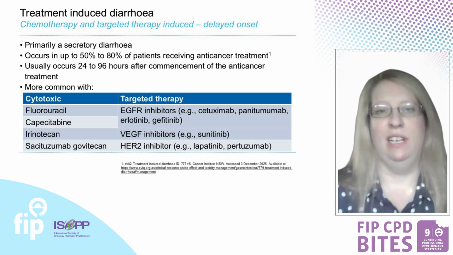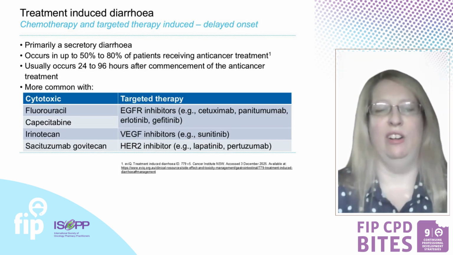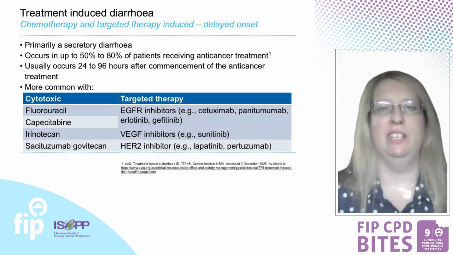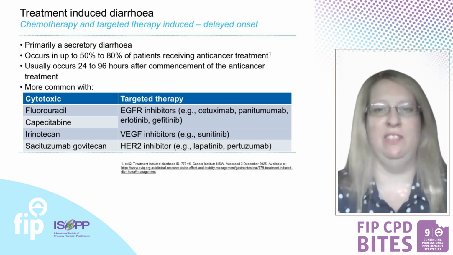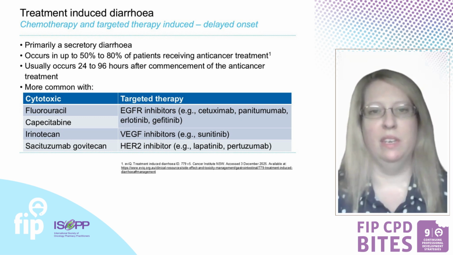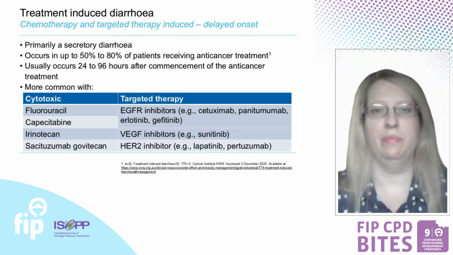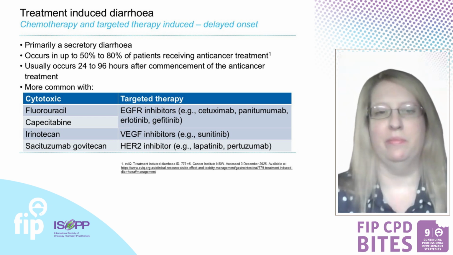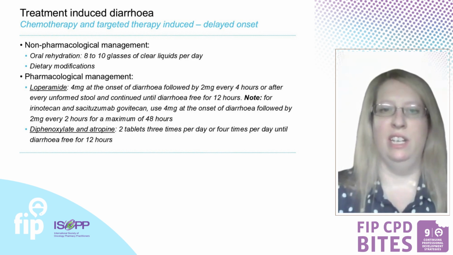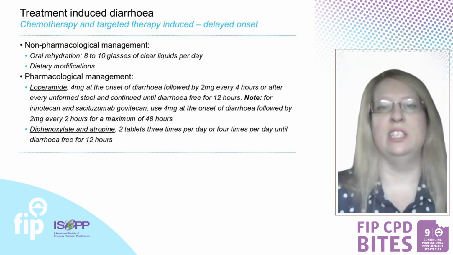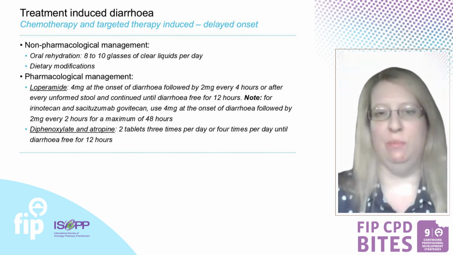Delayed onset diarrhoea caused by chemotherapy and targeted therapy is primarily a secretory diarrhoea and can occur in up to 50 to 80% of patients receiving anticancer treatment. This usually occurs 24 to 96 hours after the commencement of the anticancer treatment. It is more common with the drugs shown on this screen. Non-pharmacological management of this includes oral rehydration, which includes 8 to 10 glasses of clear liquids per day, and dietary modifications.